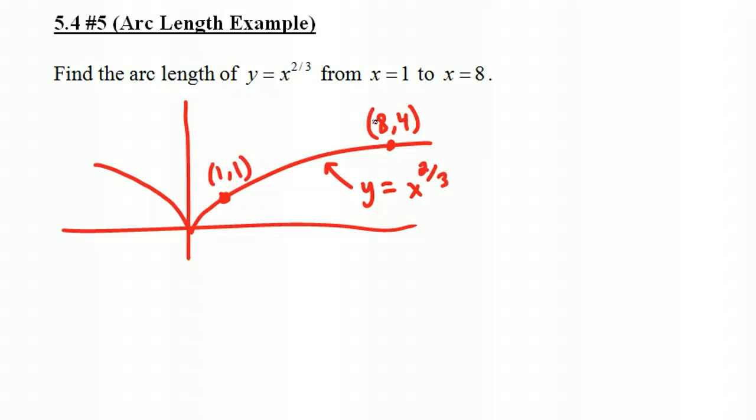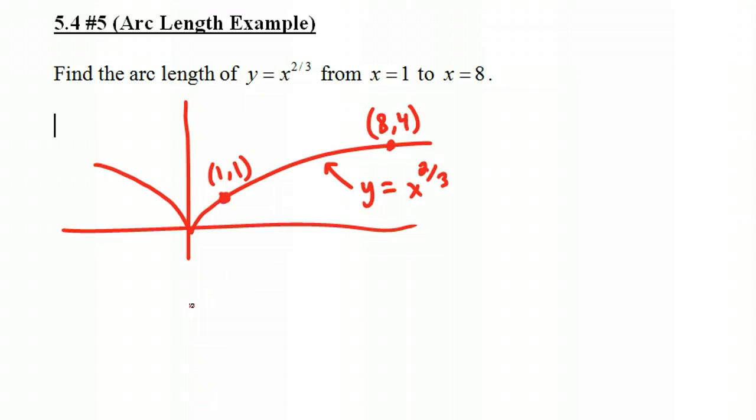Well, how do I know it's (8, 4)? If you plug in 8 for x, then to find 8 to the 2/3 power, you'd take the cube root of 8 first, which would be 2, and then you square it, which is 4. So if x is 8, y is 4. And of course 1 to any power is going to be 1, so when x is 1, y is also 1.